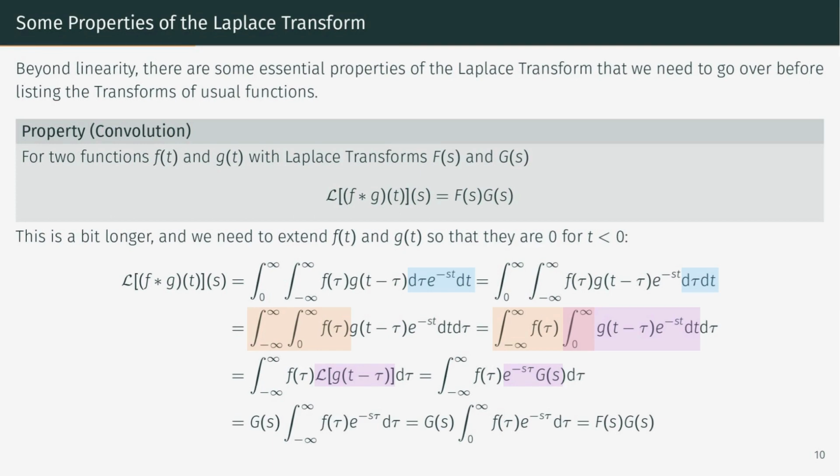Extending f of t and g of t so that they are 0 for t less than 0 gives g of s times the integral of f of tau times e to the negative s tau d tau from 0 to infinity, which just equals f of s, g of s.